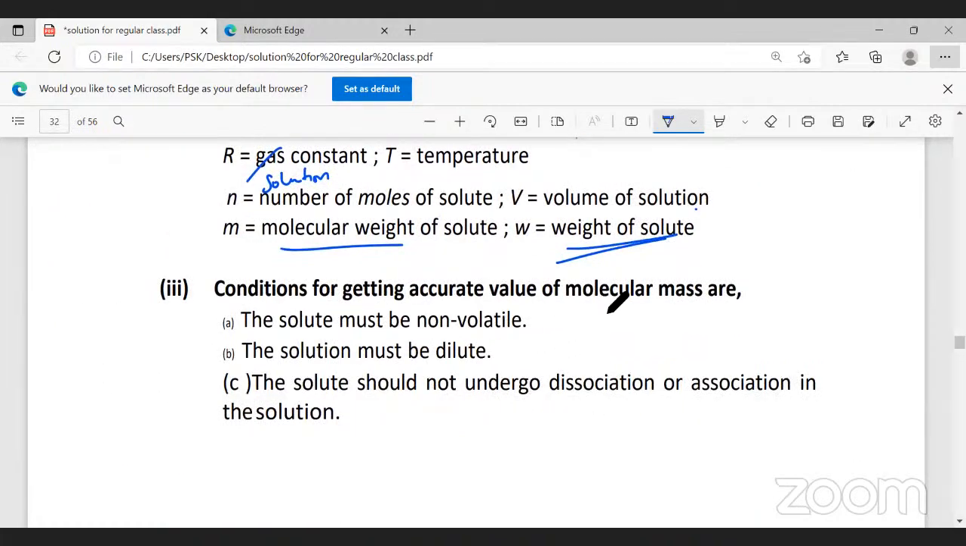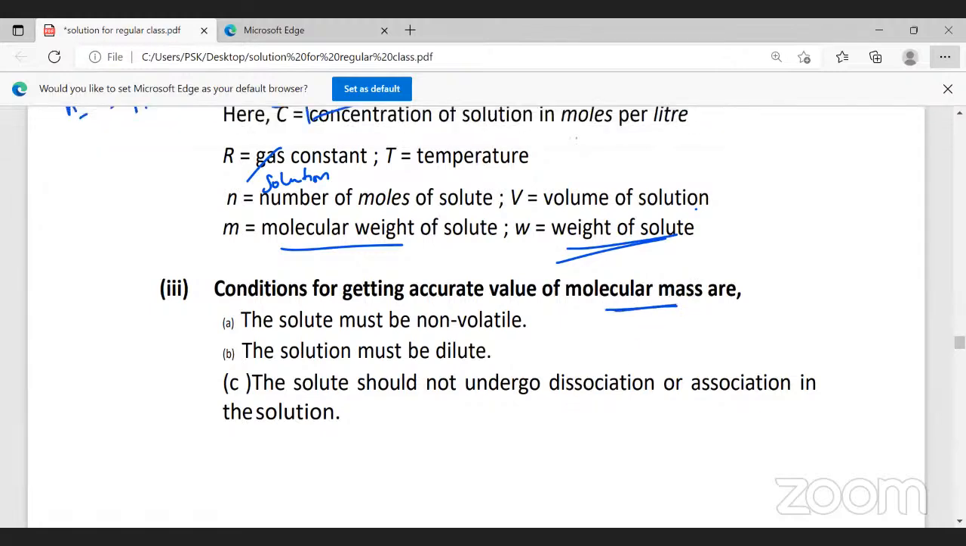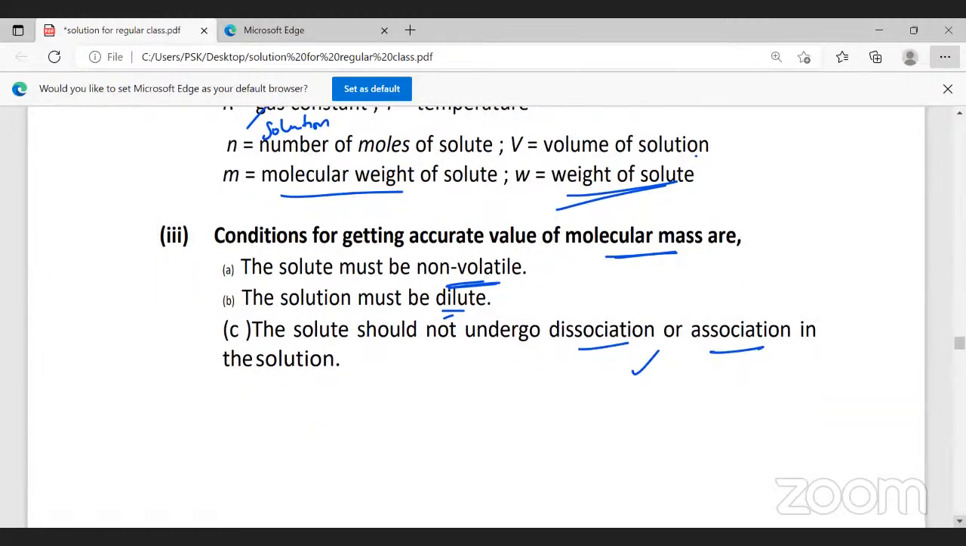Conditions for getting accurate value of molecular mass. What are the conditions for getting the accurate value of molecular mass? Firstly, the solute must be non-volatile. The solution must be dilute. The solution should not undergo dissociation nor association. So this is the main condition. Any solute, non-volatile solute. The second condition is this: the solute should not undergo dissociation or association. Right? So this is with respect to the conditions for getting accurate molecular mass.